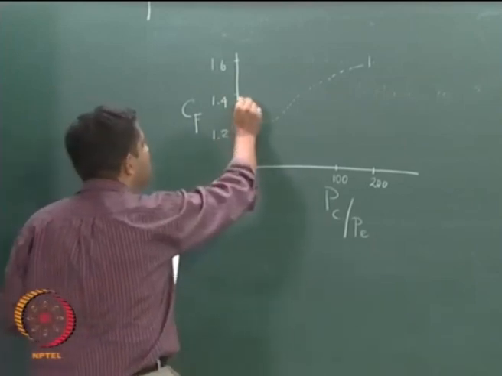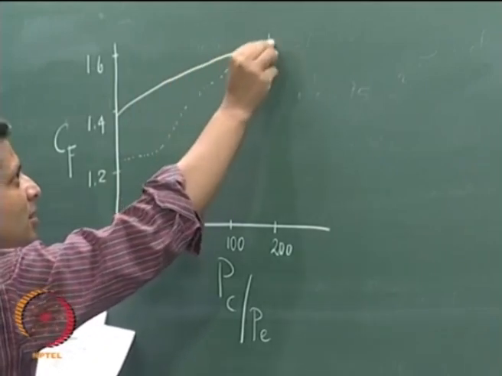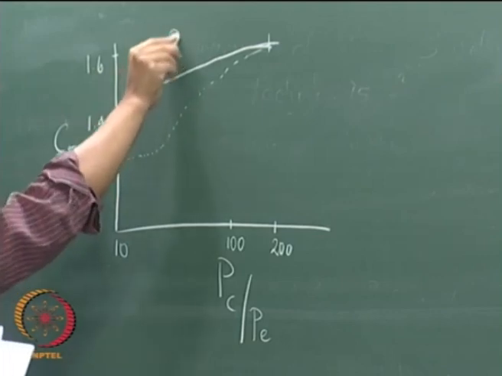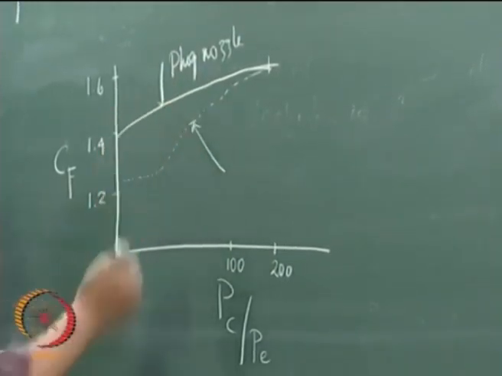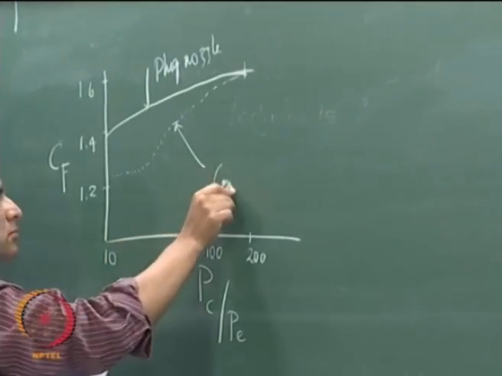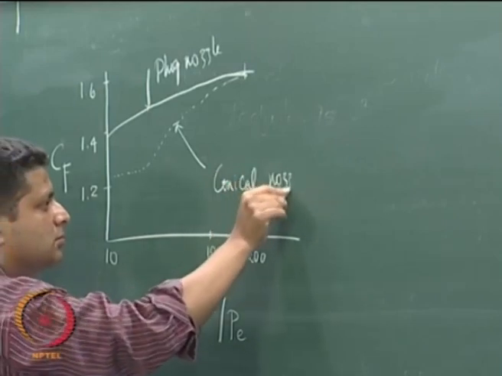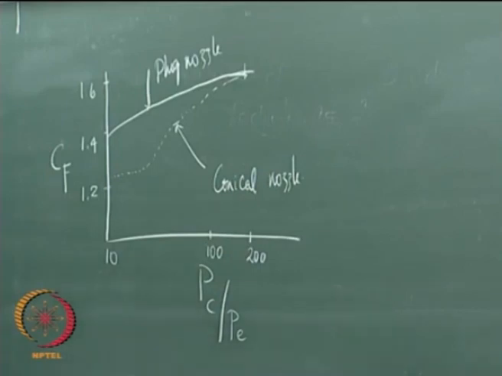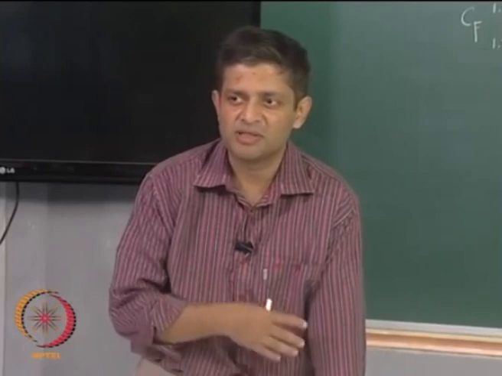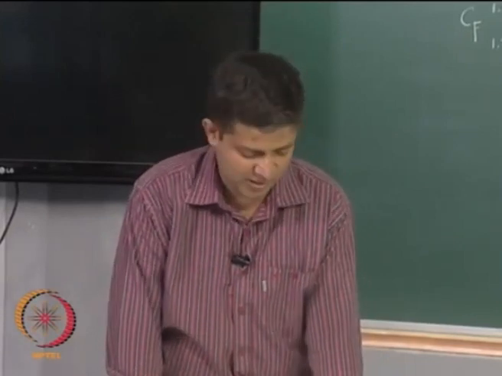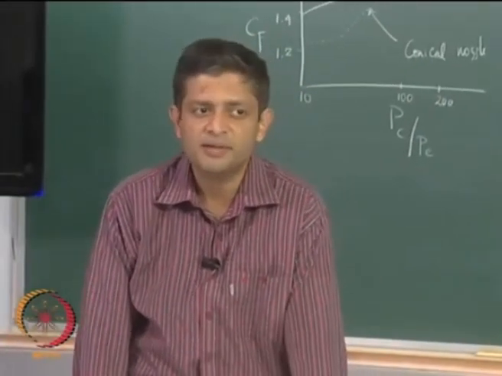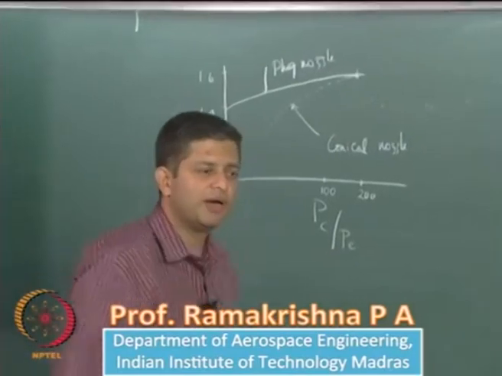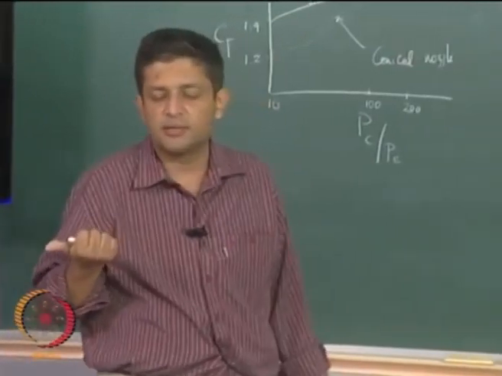Whereas a plug nozzle will have a superior performance throughout. So the conical nozzle has a much inferior performance at conditions other than the design conditions. Its performance is not as good as a plug nozzle or an aerospike nozzle. Okay. So next we move on to the other topic, that is thrust vectoring. Right. Thrust vectoring is something that is used by all missiles as well as launch vehicles.